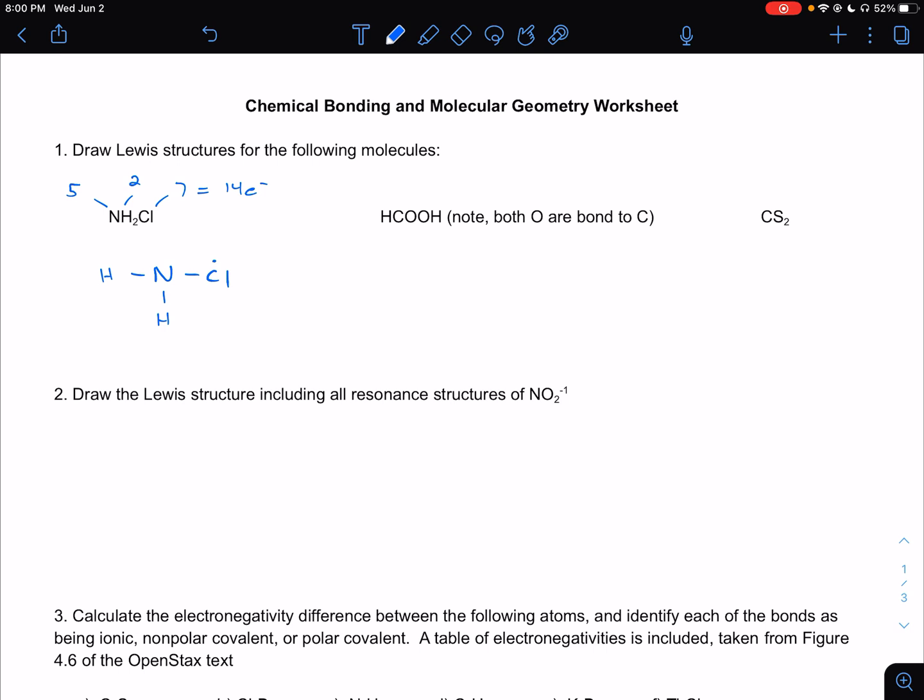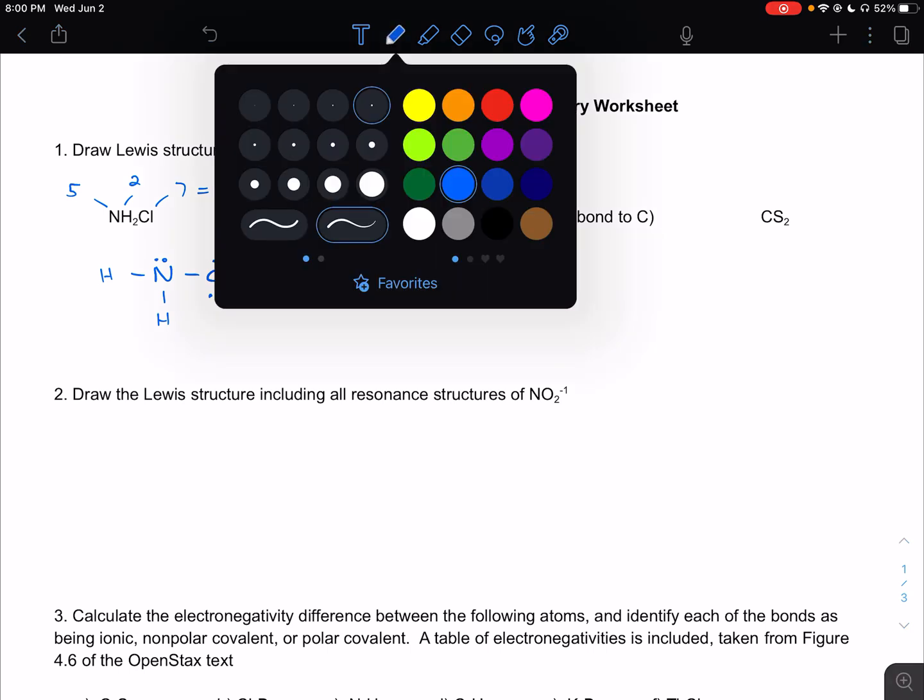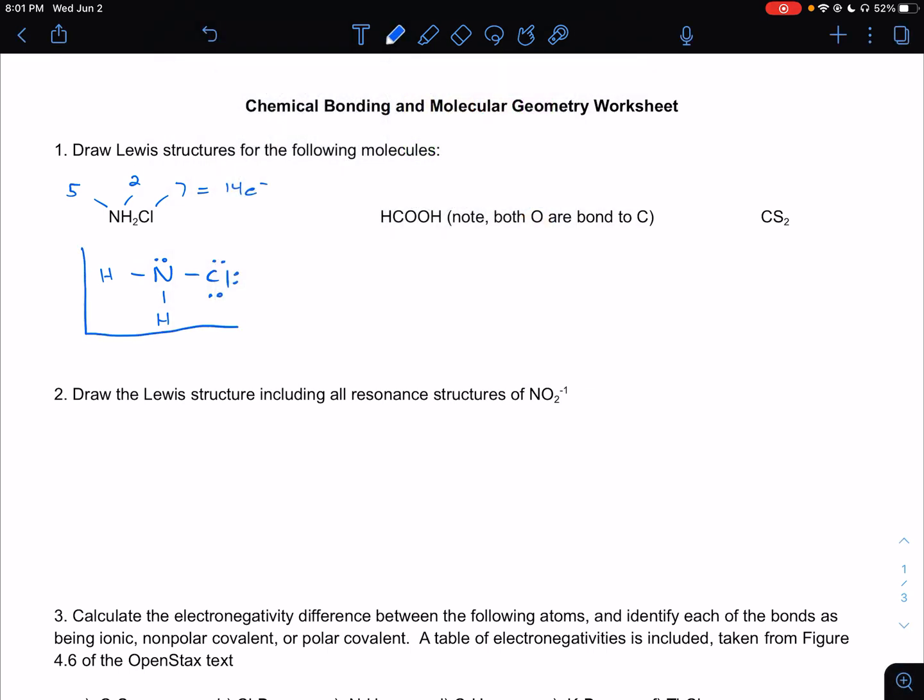So I'm going to add pairs of electrons around the chlorine. So we had 6, 8, 10, 12. So that gives us 12 total electrons, and we need to add 2 more electrons. When we look at nitrogen here, we see that nitrogen only has 6 electrons around it. So we can put 2 more electrons on nitrogen. And this would be our Lewis structure for our first molecule.